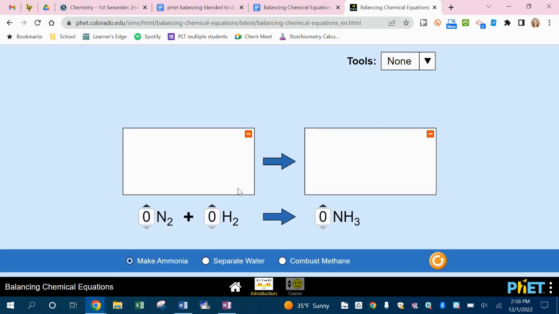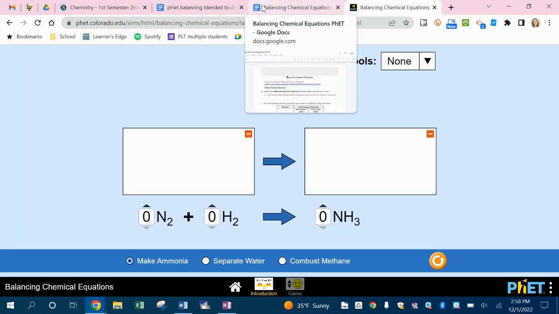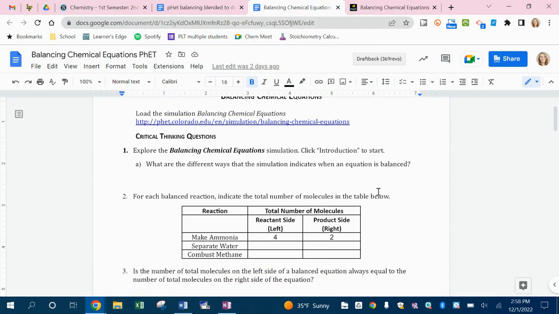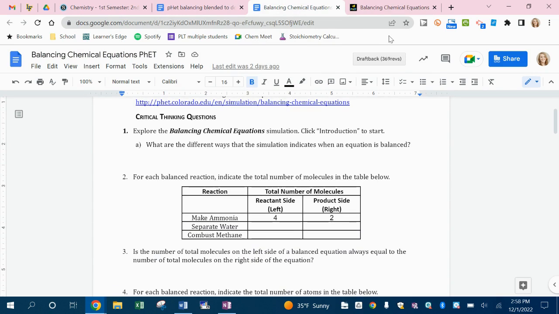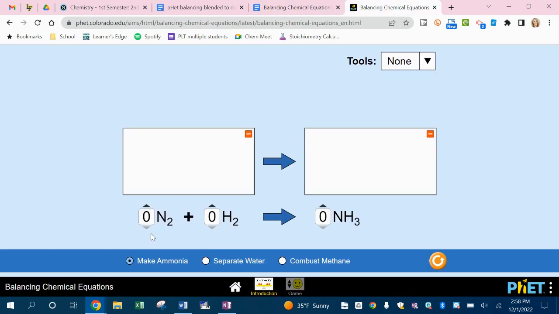And we're going to start with the introduction. You can see on the worksheet, the first question says, what are some ways that the simulation indicates an equation's balanced? As you do this, we want to put a coefficient 1 in front of everything to get started. So you're at least starting with one of each substance in the chemical formula.